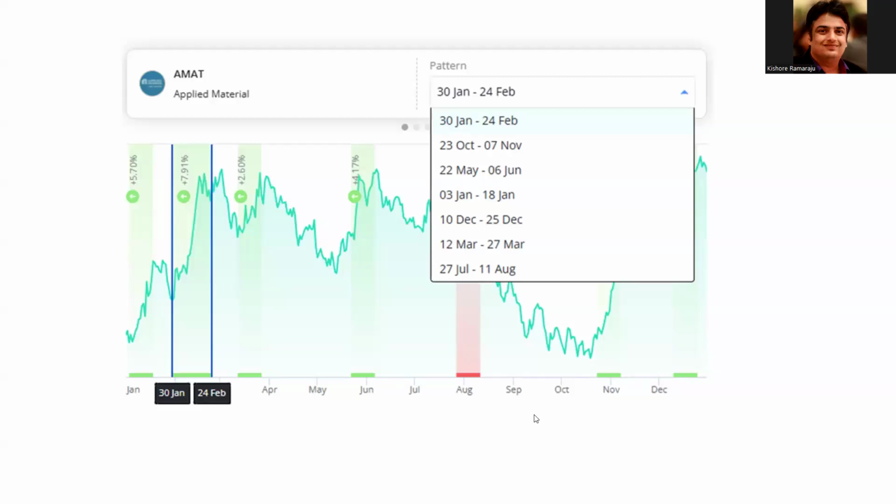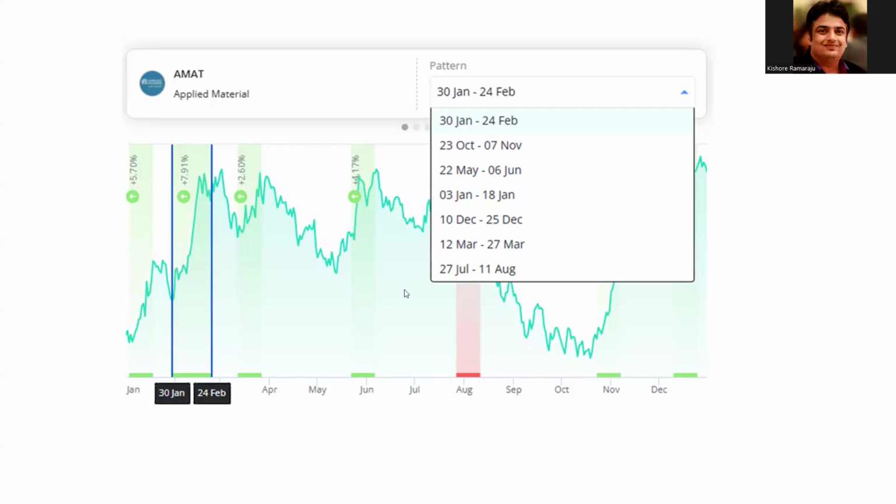Right, it is 3rd Jan to 18th Jan. So this is the second profit zone. The first one is, if you see the dates here, 3rd Jan to 18th Jan. Second one is 30th Jan to 24th Feb. And then we have 12th March to 27th March. So for this stock, these are the weeks where we can see some nice positive growth.